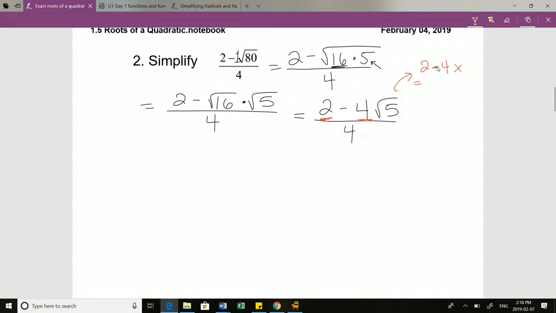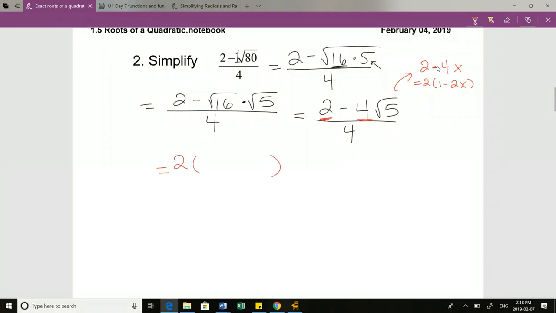Okay, the common factor is 2, and what am I left with? 1 minus 2x, right? So the x stays exactly as it is. Agreed? We're just working with those numerical parts. Okay, we're going to do the same thing with this expression. So we're going to common factor a 2.